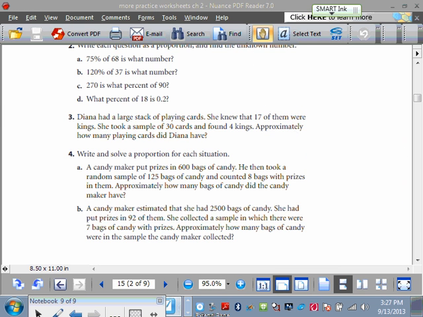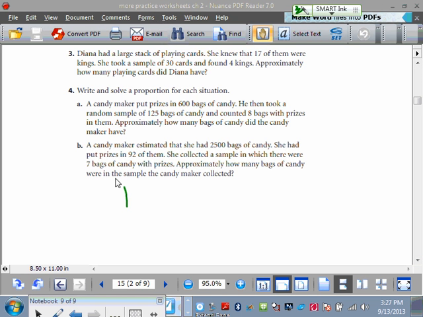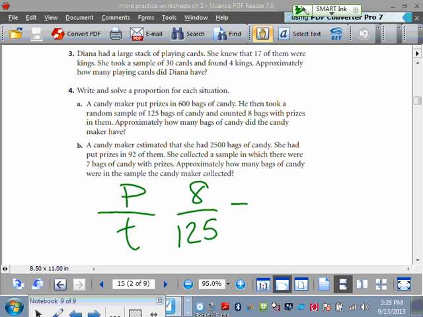And if we go down to 4, I'll show you 4A. So our candy maker, we're looking at our ratio of prizes to total bags of candy. We know that he did a random sample, and he found 8 prizes out of 125 bags. And he knows that he has 600 prizes, so he wants to figure out how many total bags he has. So once we've set up that proportion, we can solve for our unknown variable.